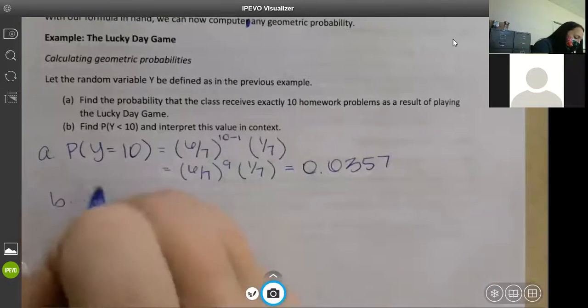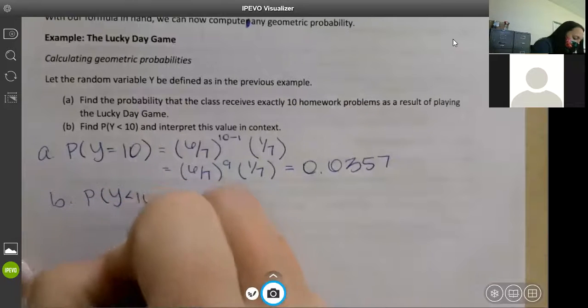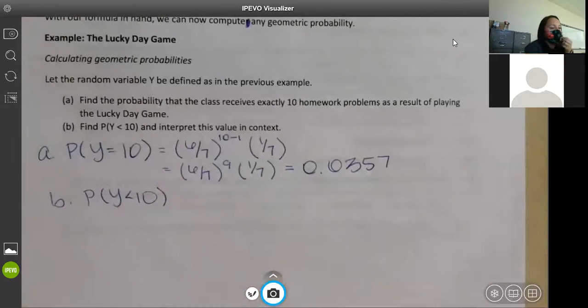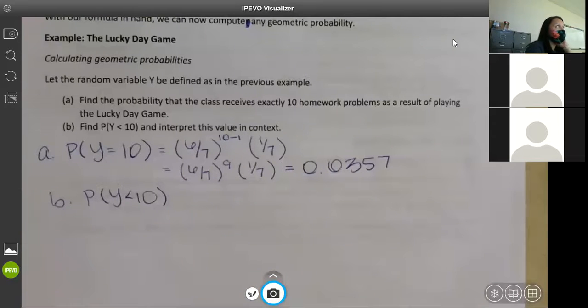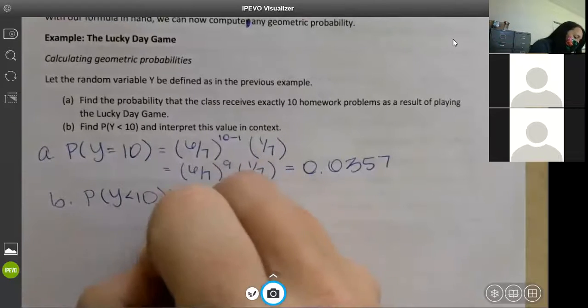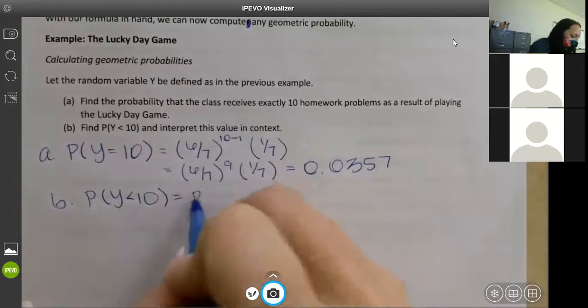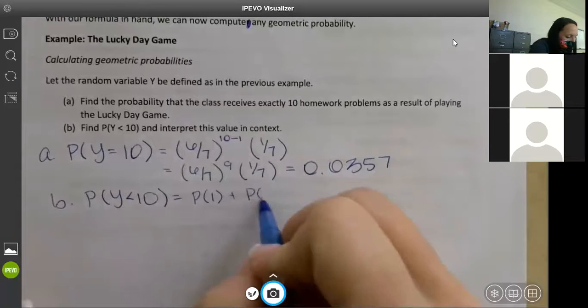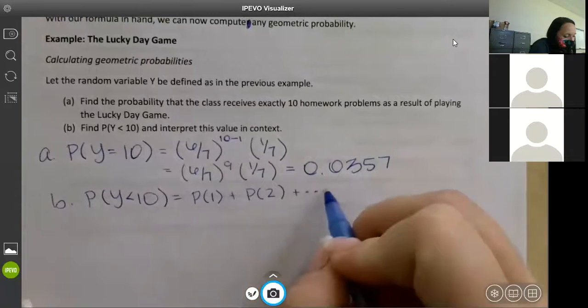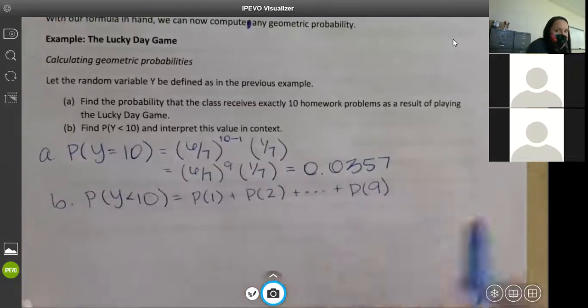All right, so what's the difference if I change it to Y is less than 10? What does that include? 9 or below. So we have to add all those up, which are the probability for 9, 8, 7, 6. So remember, it's 0 problems or 1 problem or 2 problems or 3 problems. So we're going to start with the probability of 1 because they're always going to have 1 homework problem. Add the probability of 2 all the way up to the probability of 9.